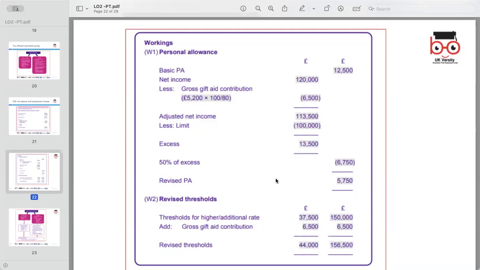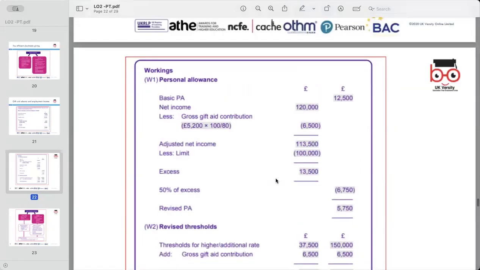The revised threshold: the thresholds for the higher and additional rate tax bands are normally 37,500 pounds and 150,000 pounds respectively. After adding the gross gift aid contribution of 6,500 pounds, the revised threshold becomes 44,000 pounds for the higher rate and 156,500 pounds for the additional rate.